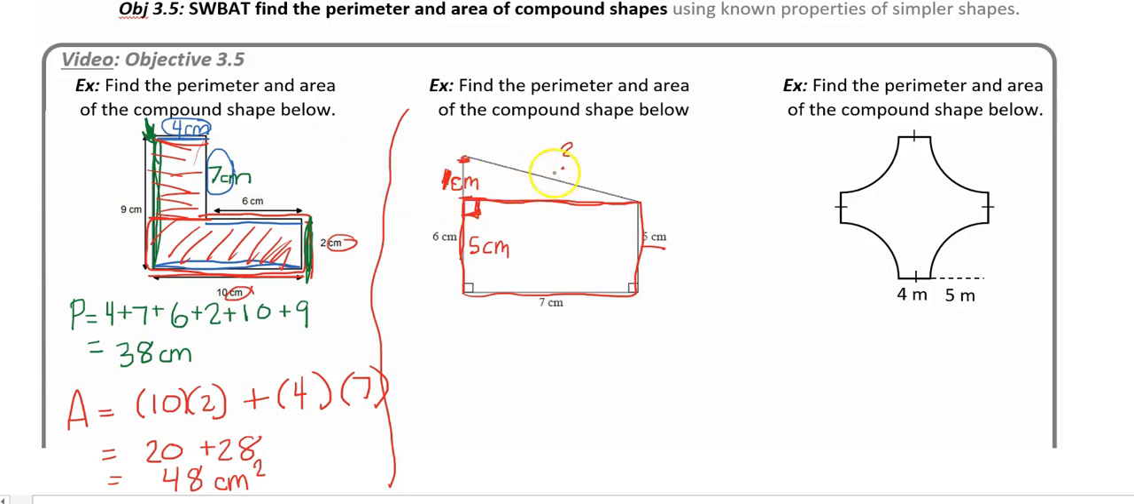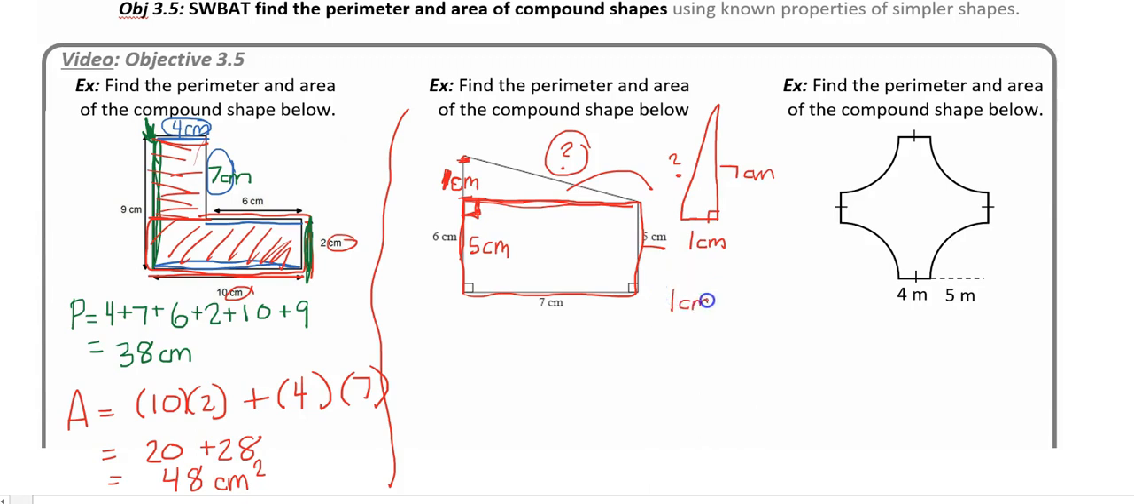So now, to find this mystery dimension, here, I'm going to go ahead and sketch this over here. I'm turning it kind of right side up. Here's this 1 centimeter dimension. And this long piece, this 7 centimeter piece, could be over here. So now I'm going to use Pythagorean theorem to find the hypotenuse of that right triangle.